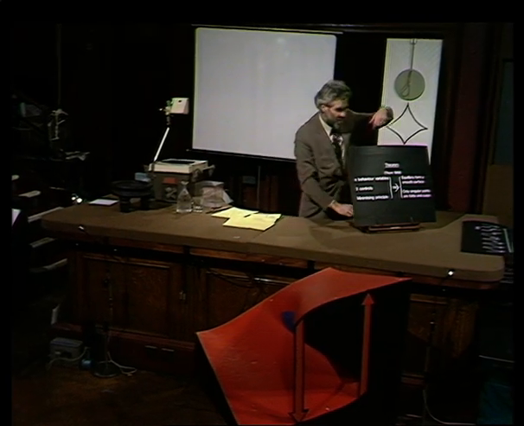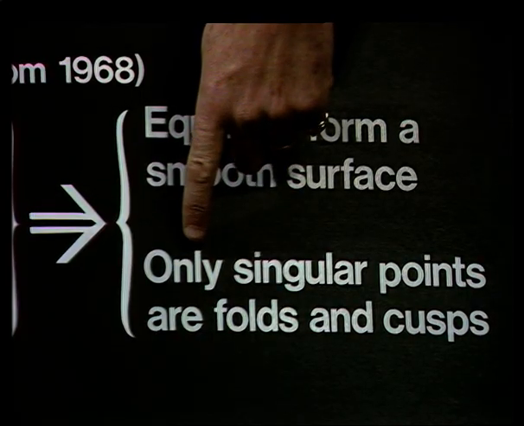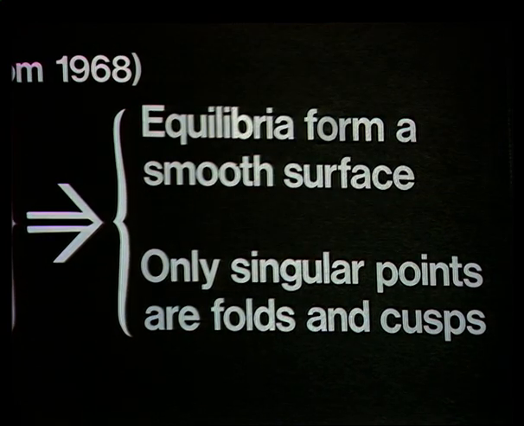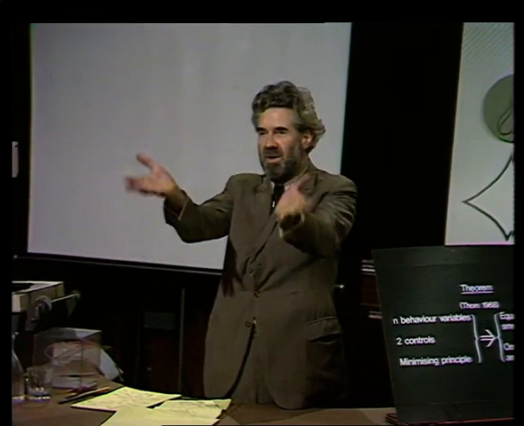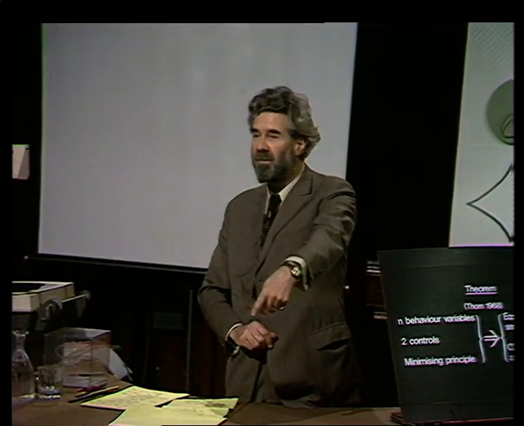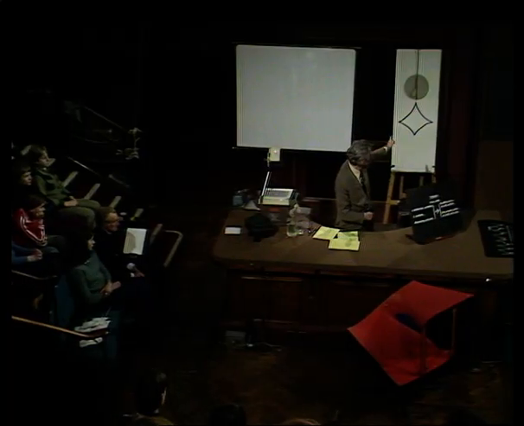Now, the next thing the theorem says, and this is, of course, the punchline of the theorem, says the only singular points are folds and cusps. So what it's saying is, when you project this surface down onto your control space again, all you're going to get is fold curves and cusp points. And of course, in this machine here, we had 4 cusp points.